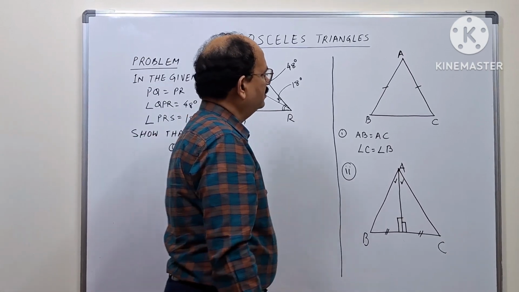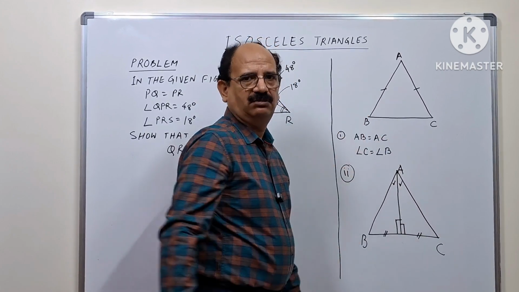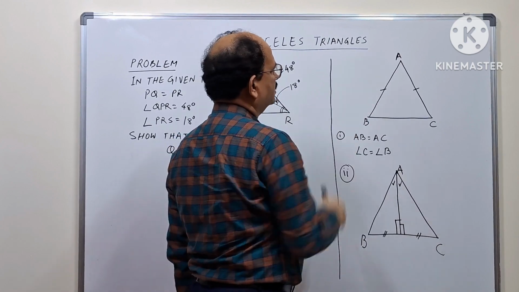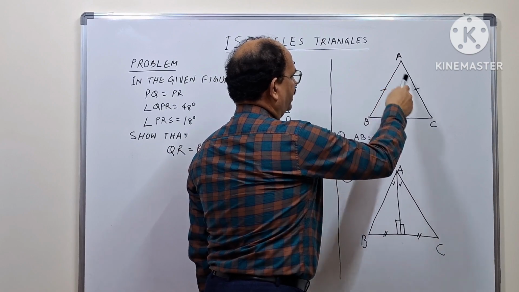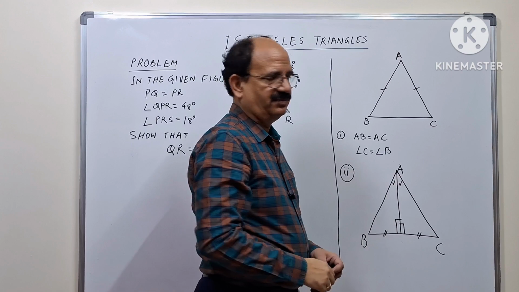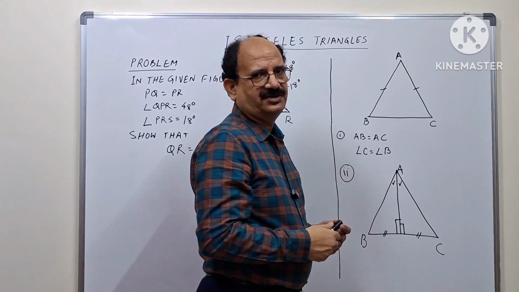Isosceles triangles have two sides equal. For example, in this triangle ABC, side AB is equal to side AC. Okay. So if any triangle has two sides equal, that is an isosceles triangle.